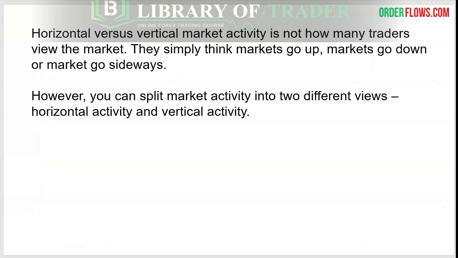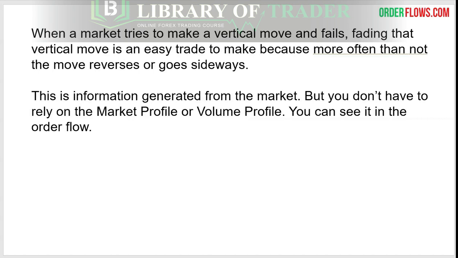Now, horizontal versus vertical market activity is not how many traders view or approach the market, right? They simply think the markets go up, markets go down, or markets go sideways. However, you can split that market activity into two different views: horizontal activity or vertical activity. So when a market tries to make a vertical move and fails, fading that vertical move is an easy trade to make because more often than not, the move reverses or it goes sideways.